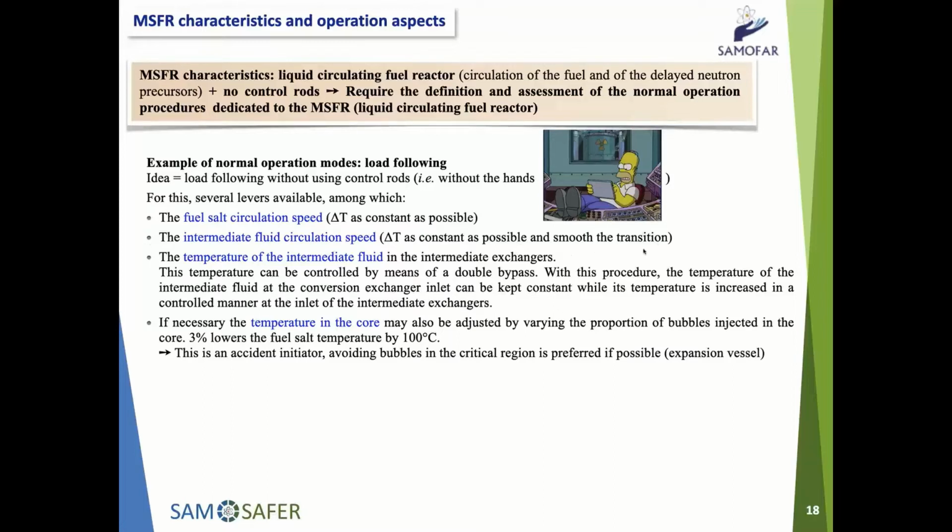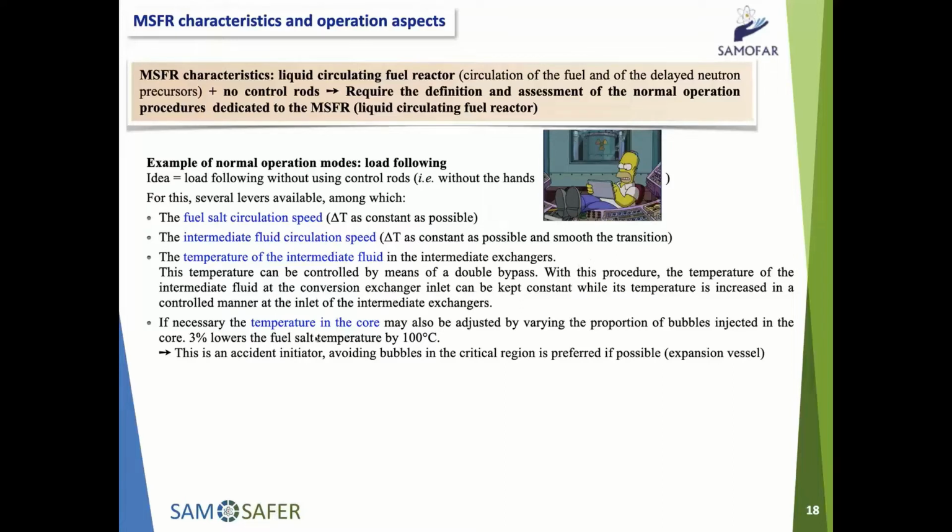It will also be possible to optimize this in order to smooth the transition during the load following, to avoid strong variations, which can be avoided if possible. More important also, if you just do those two fluid circulation speed adjustments, there will be a shift in the average temperature on the intermediate circuit. To avoid this, it's possible to use a bypass, and then we have one more freedom available. Then we can adjust this average temperature thanks to this bypass.